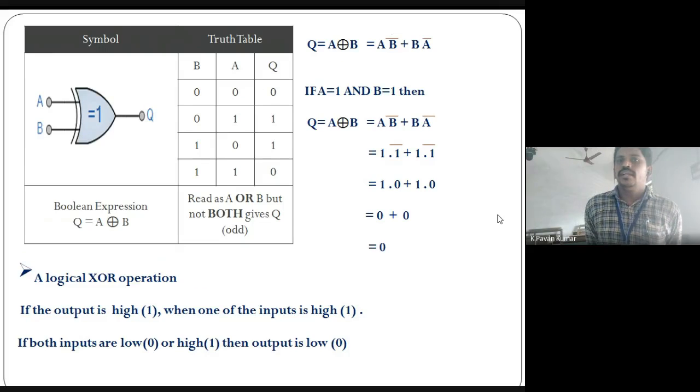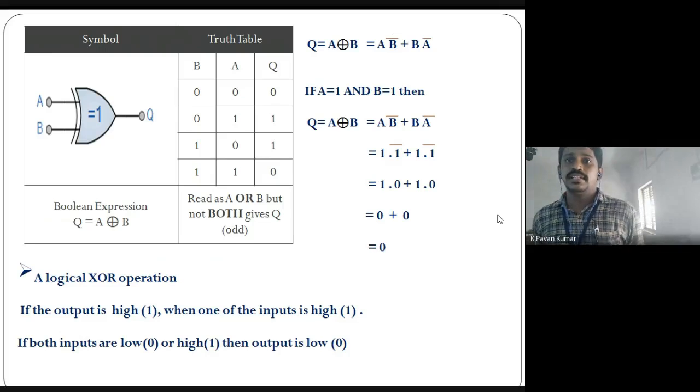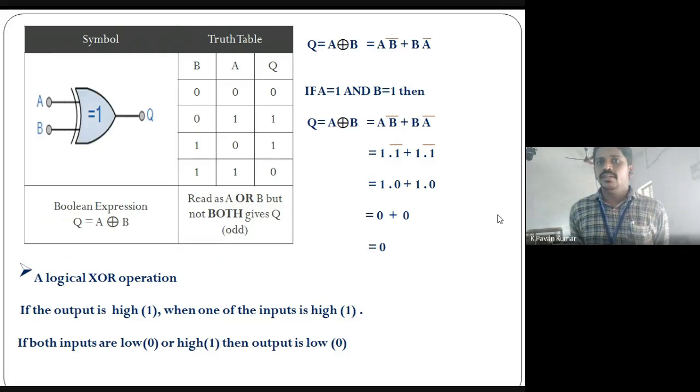Now look at the truth table. We have to use Q equal to A plus circle B, which we have to verify by using the equation AB bar plus BA bar, which is equal to A plus circle B. So if A equal to 1 and B equal to 1, I have to verify the last condition. Then we get Q equal to A plus circle B.